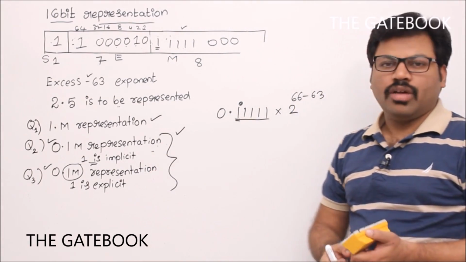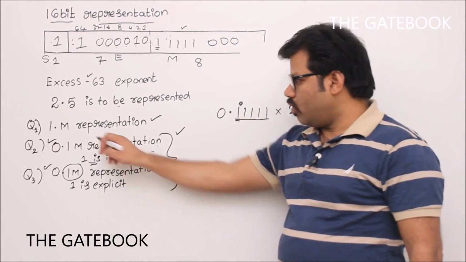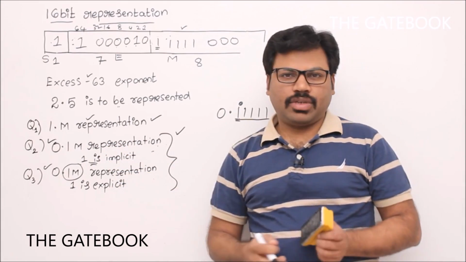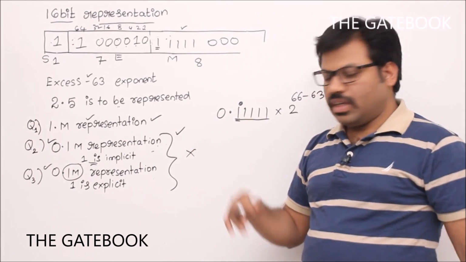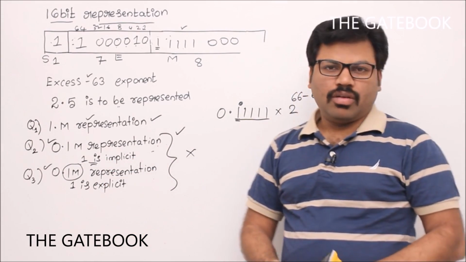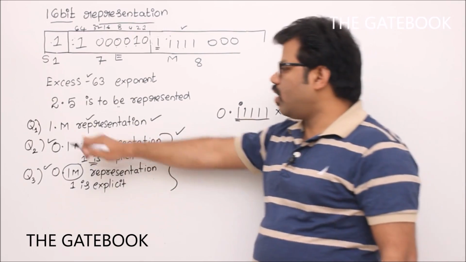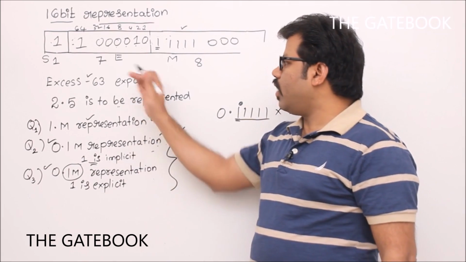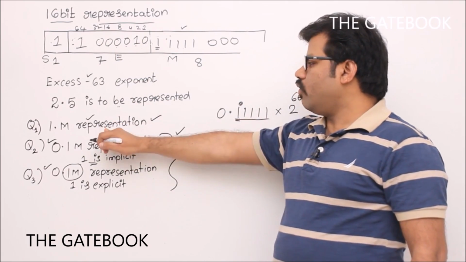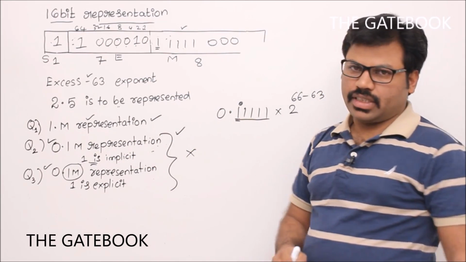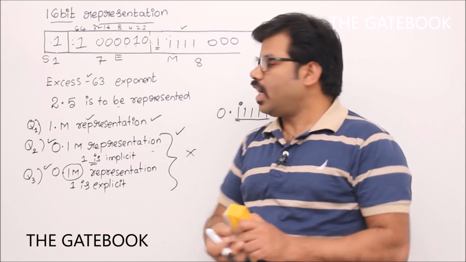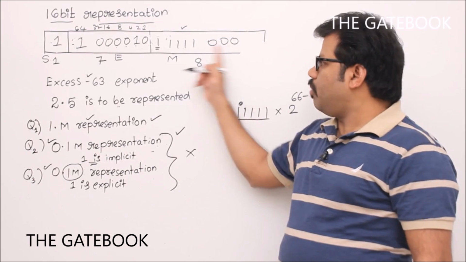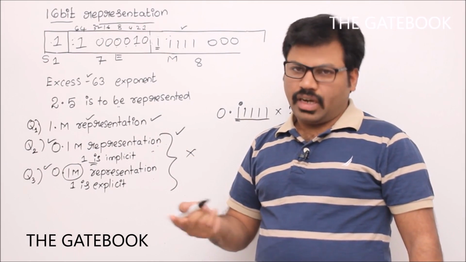Otherwise everything is okay. But in IEEE 754, we have only the 1.m model. We cannot represent using 0.1m and 0.1m where 1 is explicit. That kind of thing is not there. So in old systems we used to have these models, but the IEEE standard says it's 1.m representation. Of course there is no big difference, right? Not a problem. So this is about, given a value, how to represent using 1.m representation and 0.1m representation. Now what we do is we take a pattern and we try to convert it into a value. Given a pattern, what is the actual value which it represents? We will see that.